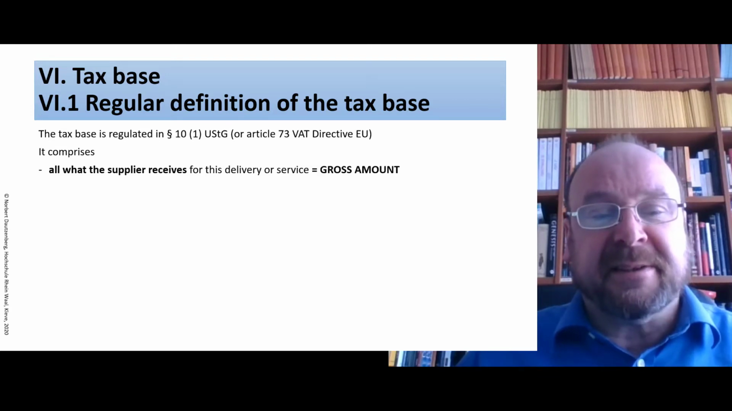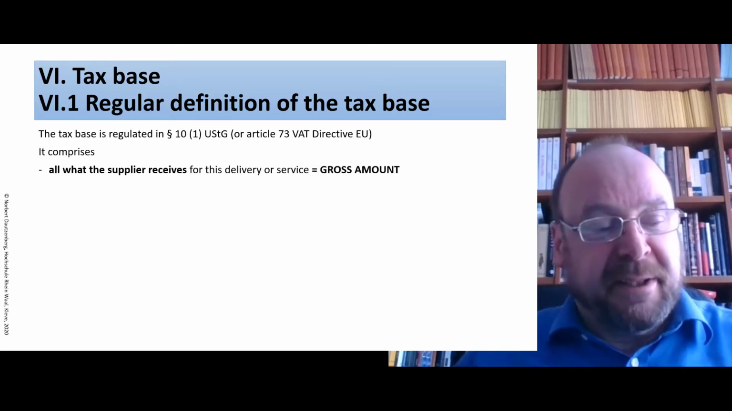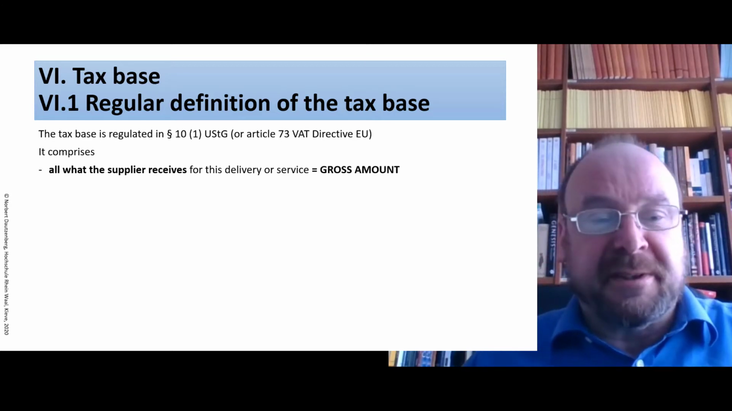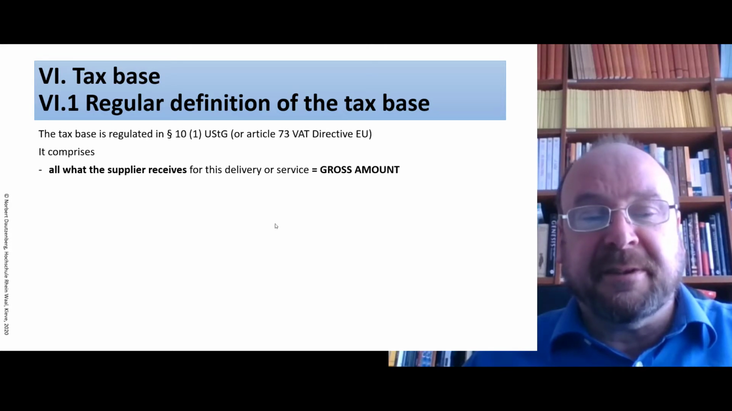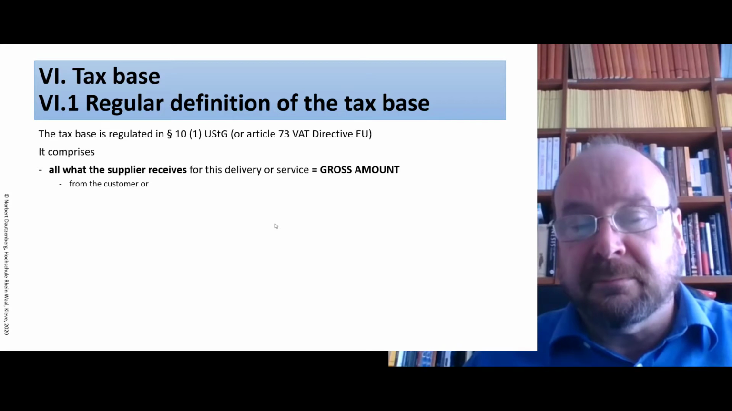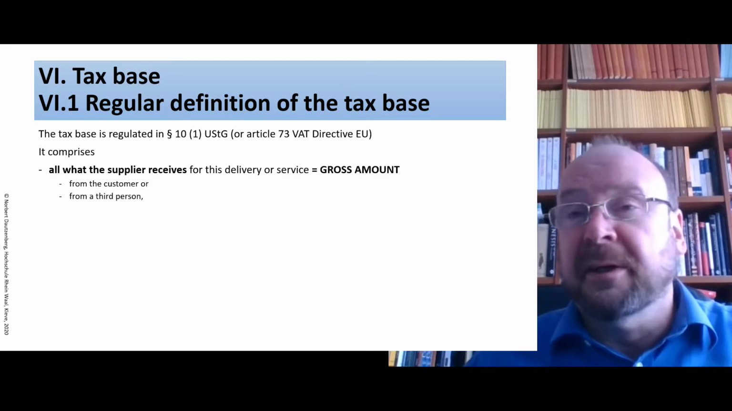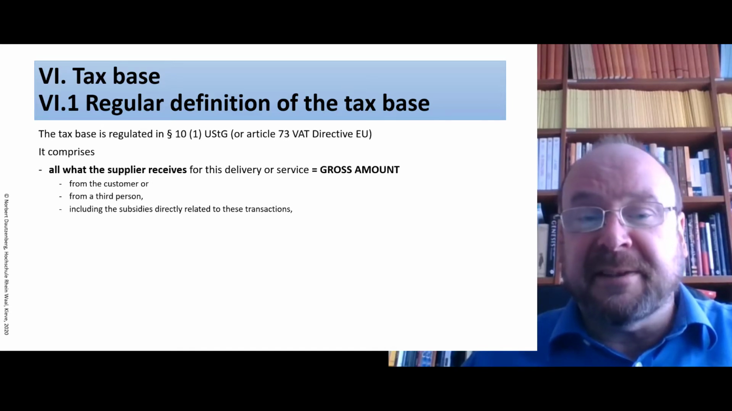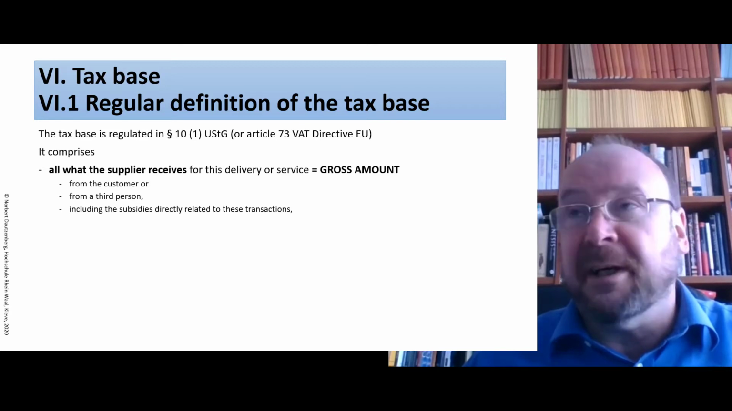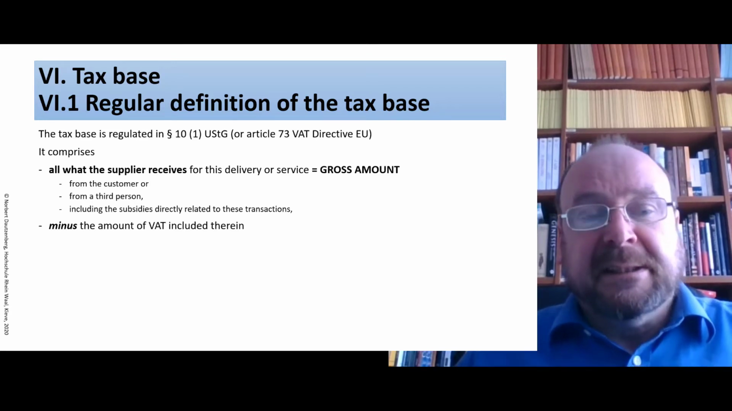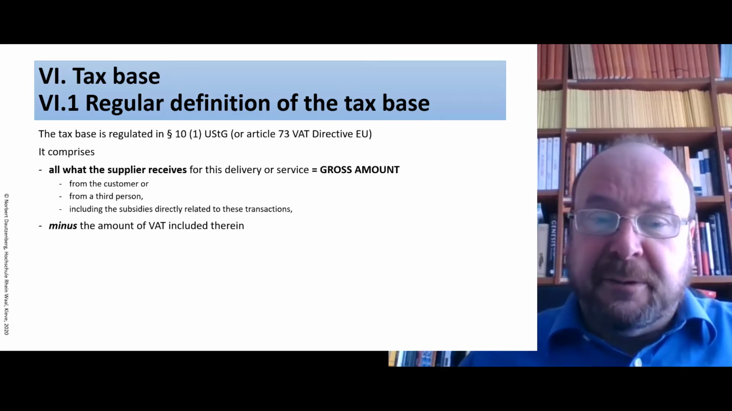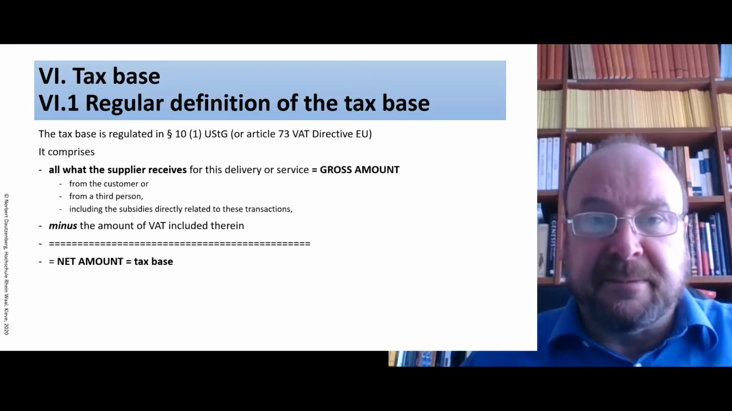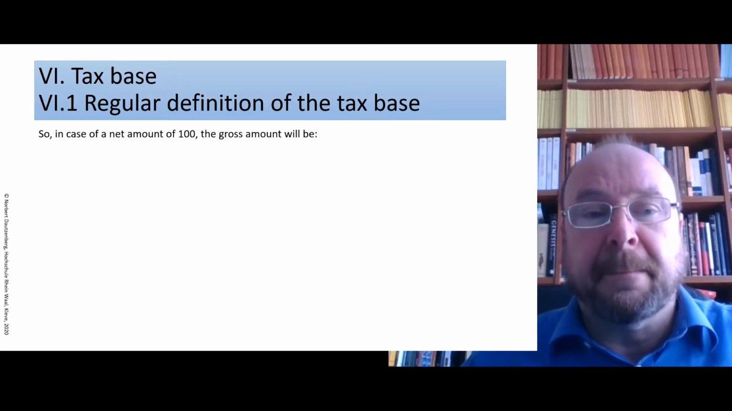It says nothing else than you calculate the tax base beginning with the gross amount, and the gross amount is all what the supplier receives for the delivery or service, from whoever it comes, from the customer or from a third person, or as a subsidy which is paid to make these transactions possible, so to fill up the price, minus the amount of VAT included in the gross price. So that brings you to the net amount, and that is the tax base, plain and simple.